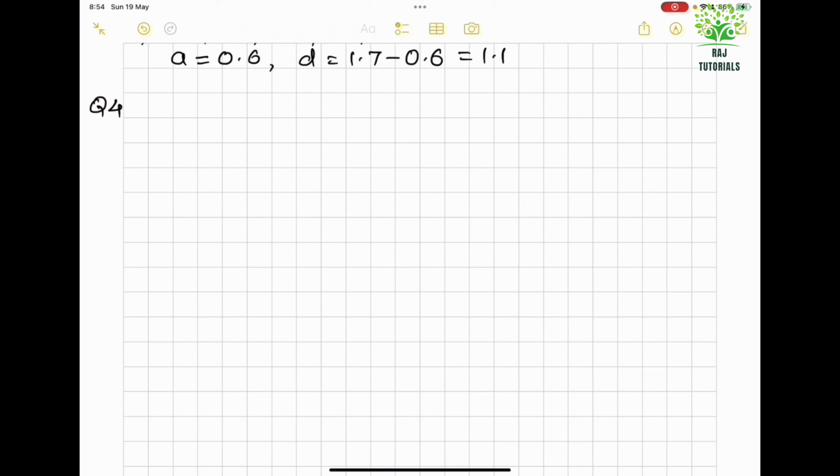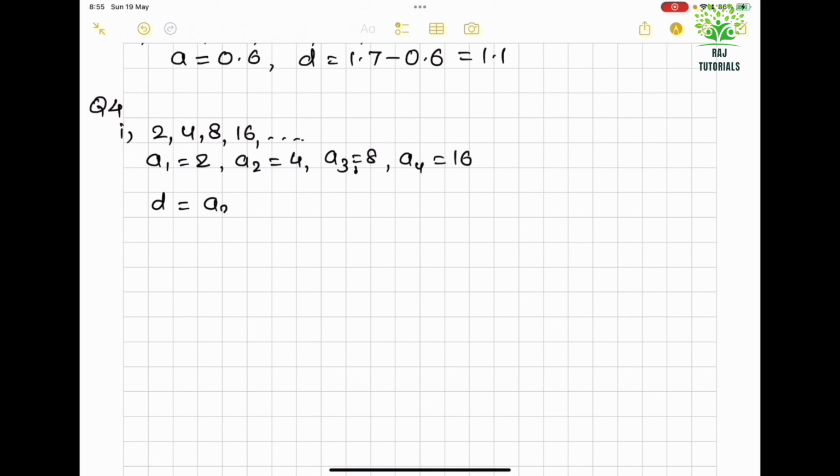Now question 4 says, which of the following are APs? If they form an AP, find the common difference D and write 3 more terms. Okay, so here first one is 2, 4, 8, 16. So A1 is 2, A2 is 4, A3 is 8, A4 is 16. So if I find common difference, D equal to A2 minus A1, that is 4 minus 2, 2.